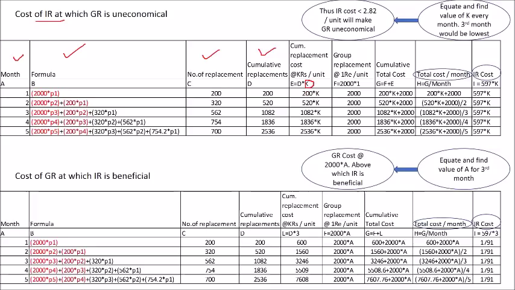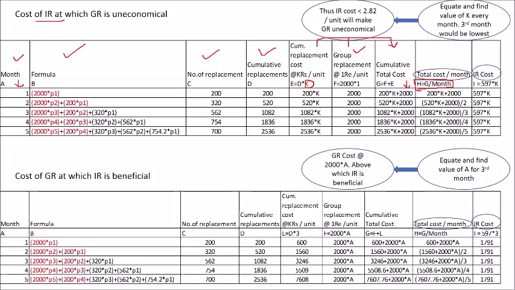Okay, so for group replacement it is going to be 2000 multiplied by 1 rupee, no change in this. So cumulative total cost is nothing but the sum total of these two columns taken here. Cumulative total cost divided by the respective month gives the total cost per month. So here I have given H is equal to G divided by month. So what is G? This is G. And what is month? This is month. Okay, so you are dividing by this.